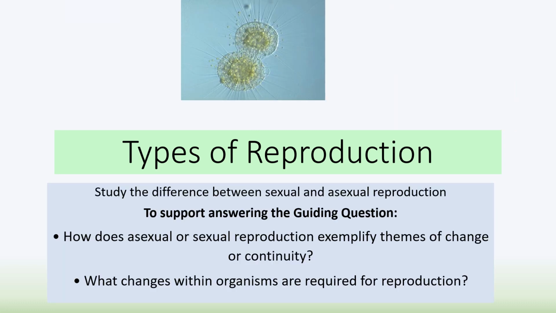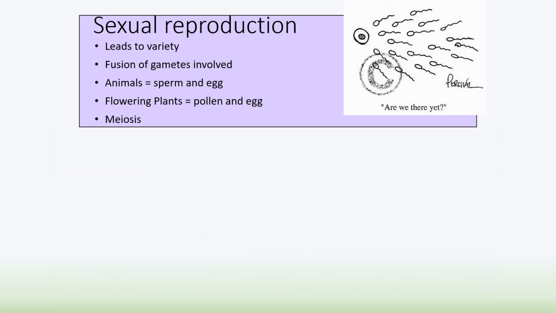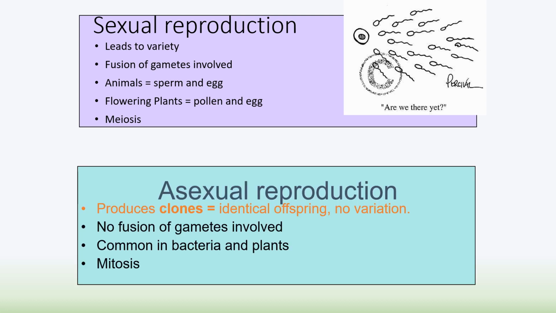Looking at different types of reproduction. There are two main types of reproduction. Sexual reproduction, which basically leads to genetic variation, involves the fusion of gametes, so egg and sperm, or pollen and egg. It involves meiosis in creating those gametes. Asexual reproduction doesn't involve the fusion of gametes. It produces genetically identical offspring, common in bacteria and plants, and relies on the nuclear division of mitosis.